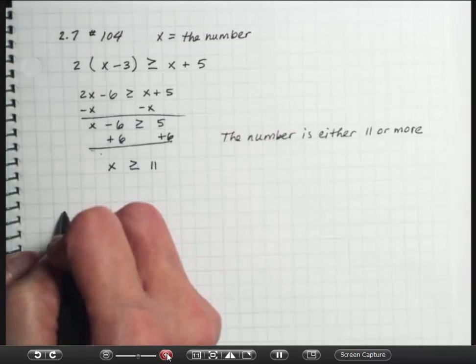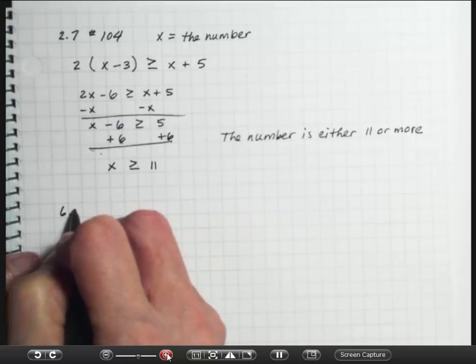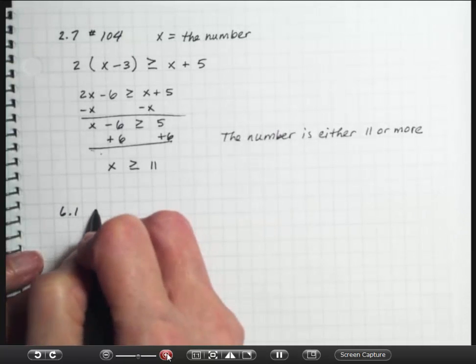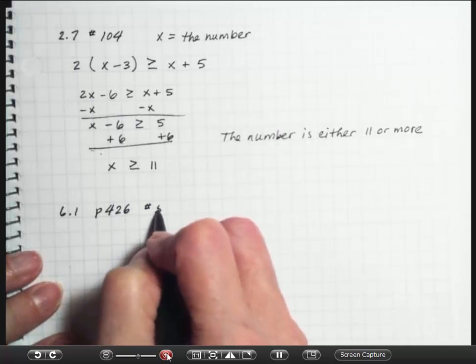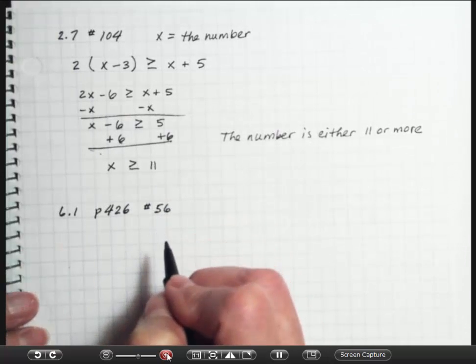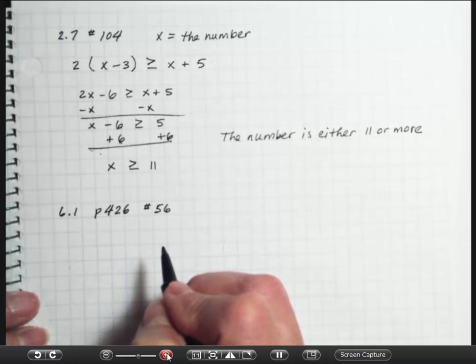The next problem we're going to do is in 6.1, and that's on page 426, and I'm going to be doing problem number 56. When Kate exercises, she either swims or runs. She wants to spend a minimum of 8 hours a week exercising, and she wants to swim 3 times the amount she runs. What is the minimum amount of time she must spend doing each exercise?